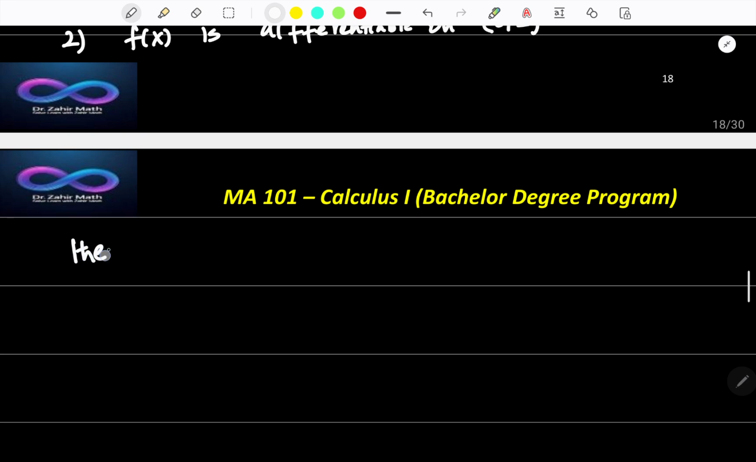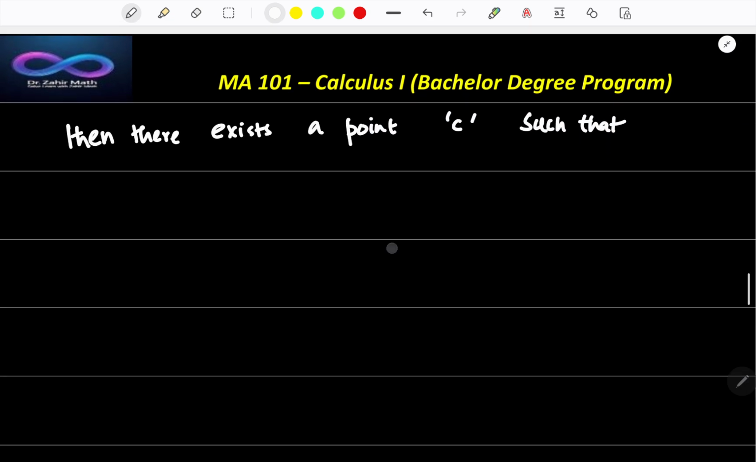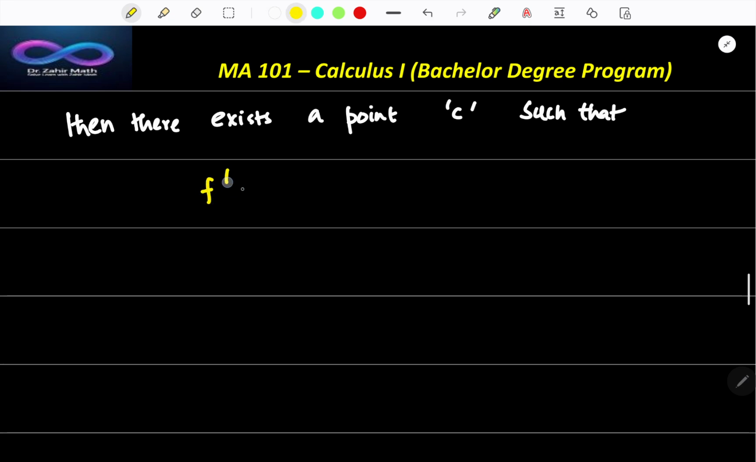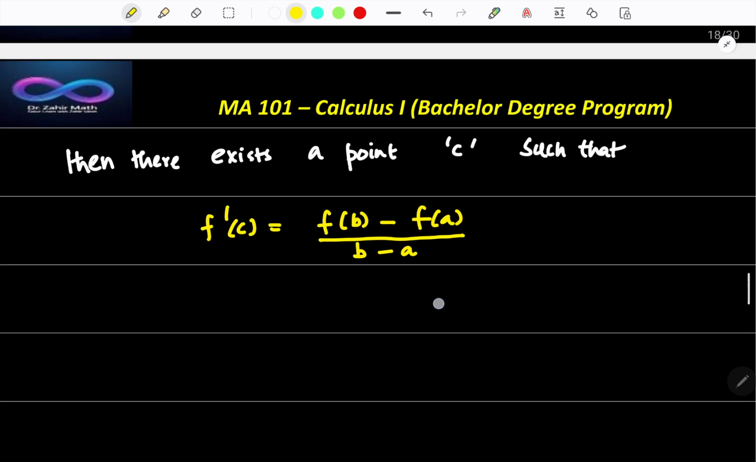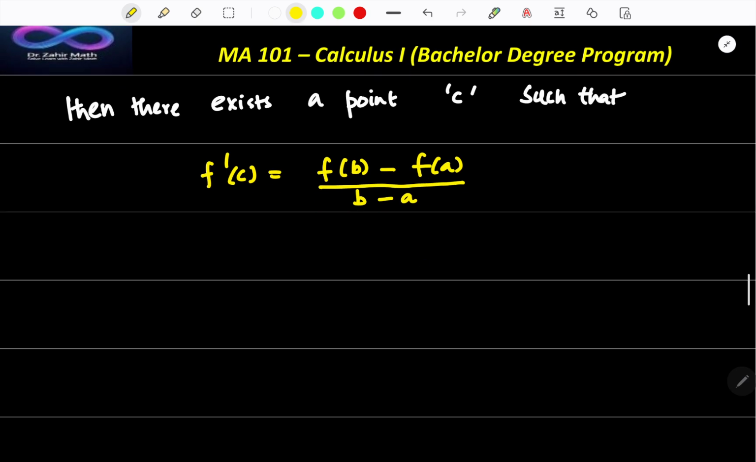Then there exists a point C such that f dash of C is equal to f of b minus f of a divided by b minus a. What's your a? This is your a and this is your b, right? Okay, all of you? Right. So we want f of b, we want f of a, we want f dash of x, everything we want. So all these things we are going to calculate now.